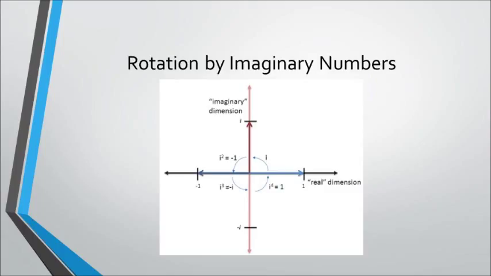So multiplying by i gives 90 degrees of rotation from 1 in the real dimension to i in the imaginary dimension. Multiplying by i squared will give a 180-degree rotation from 1 to -1. Multiplying by i cubed will give a 270-degree rotation from 1 to -i. Multiplying by i to the 4 will give a full 360-degree rotation.